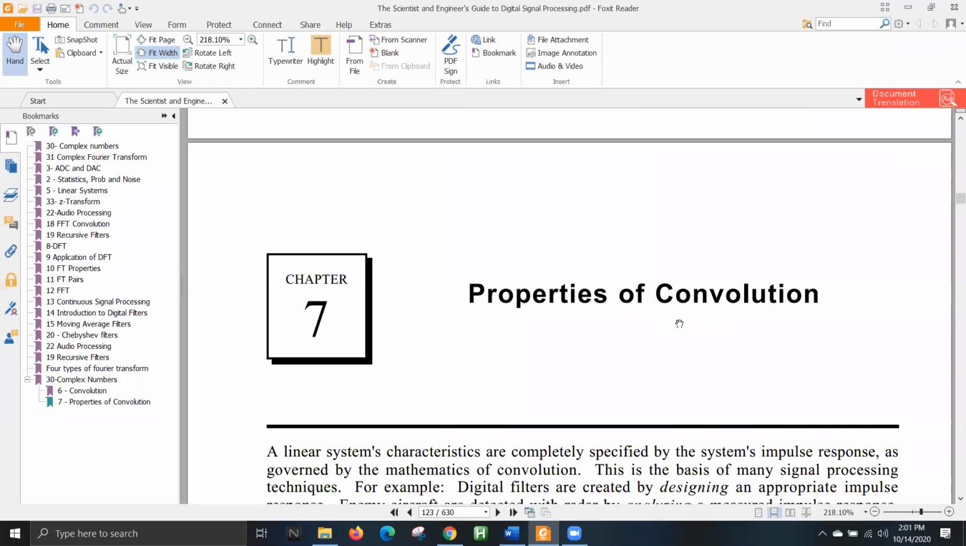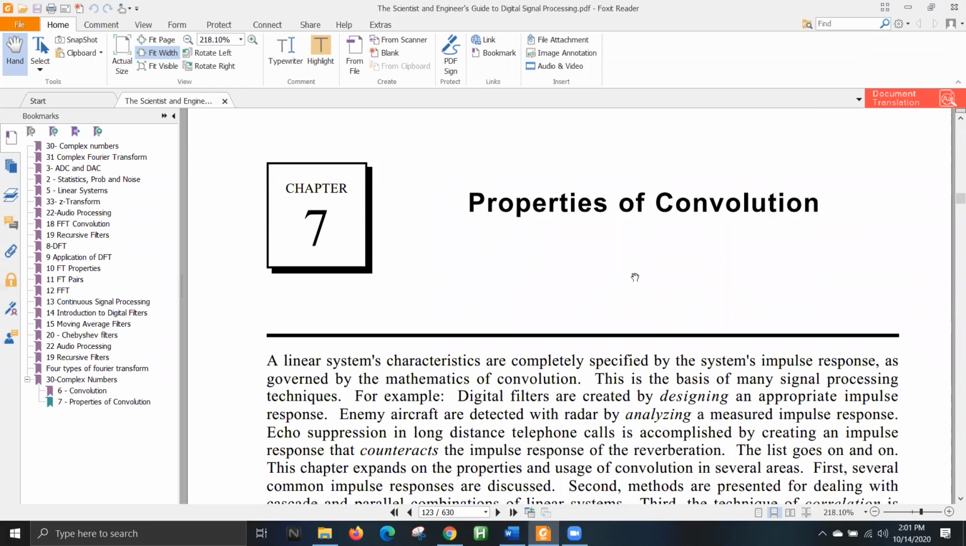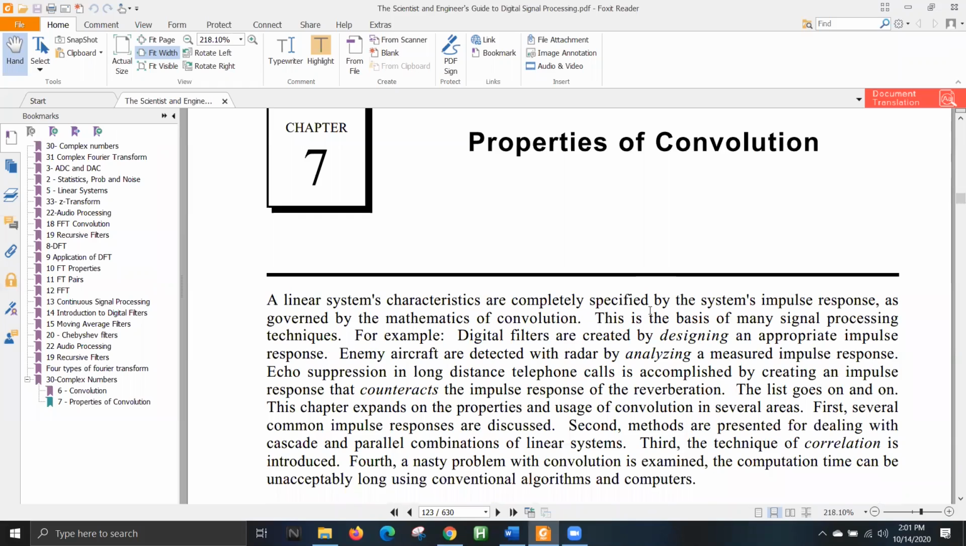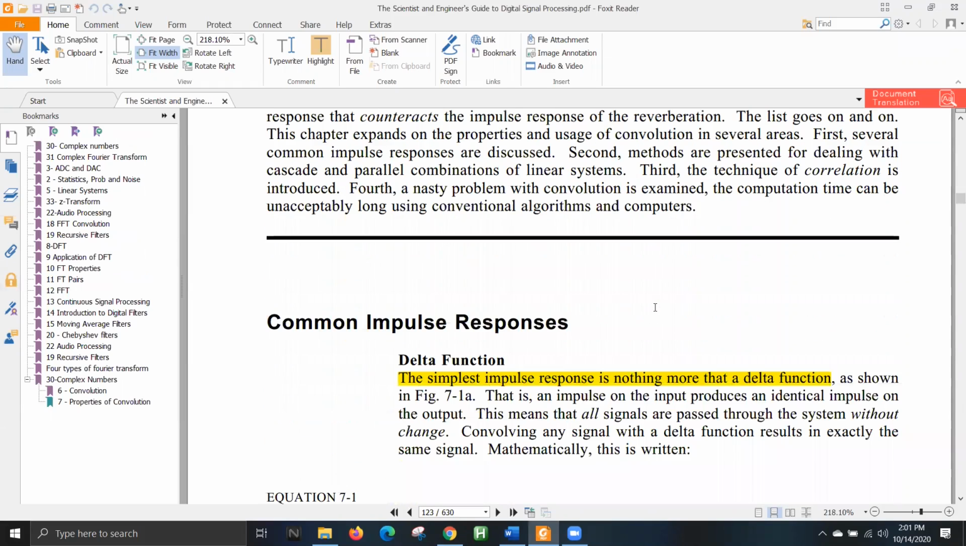So we'll move on to the next chapter, which is the properties of convolution. In the previous chapter, we mainly discussed the mathematics of convolution. So here we come to some theoretical stuff about convolution, what it actually implies. The first thing is some common impulse responses and what they actually mean for convolution. We already talked about the delta function, which is the unit impulse. So the delta function can also be an impulse response of a particular system.